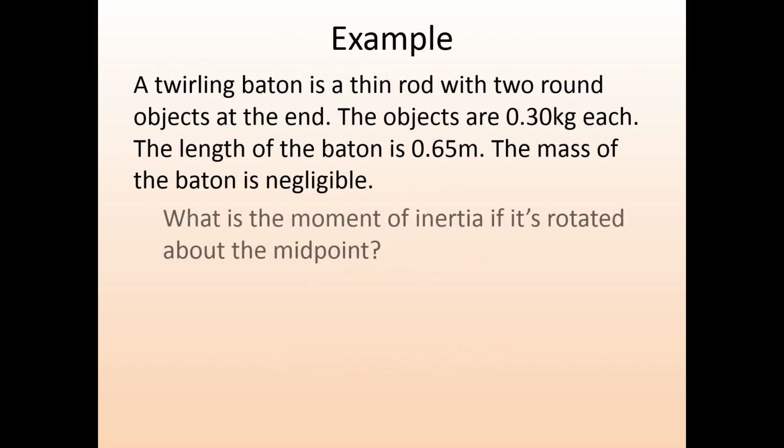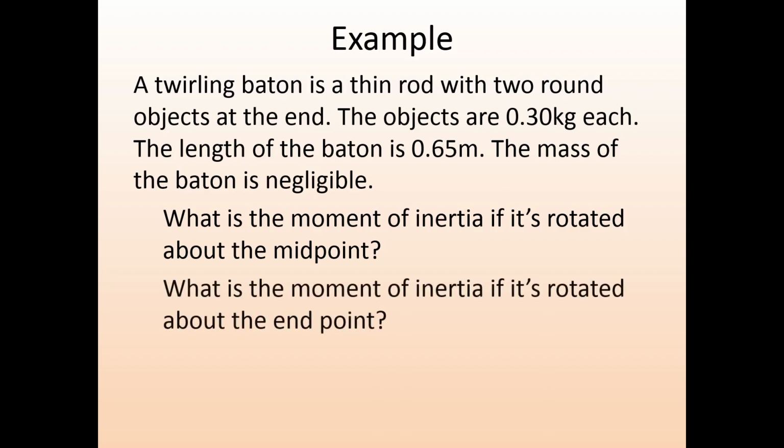Let's try a brief example. A twirling baton is a thin rod with two round objects at the end. The objects are 0.30 kilograms each. The length of the baton is 0.65 meters. The mass of the baton is negligible. First question asks, what is the moment of inertia if it's rotated about the midpoint? And the second question asks, what is the moment of inertia if it's rotated about the endpoint?